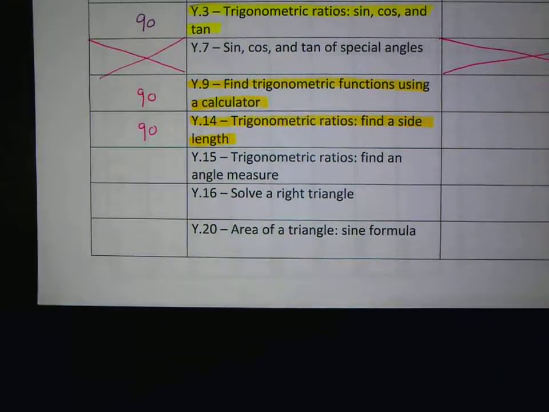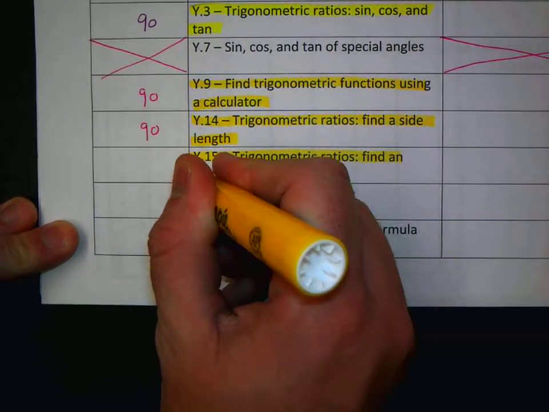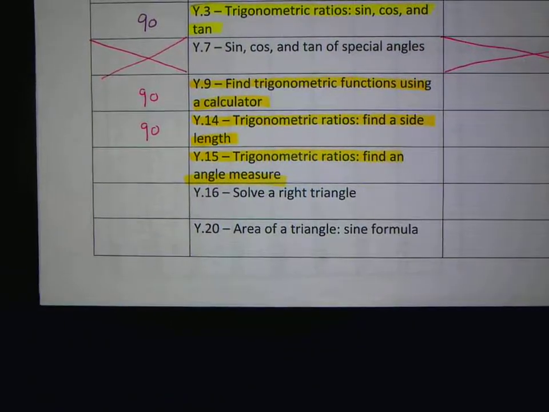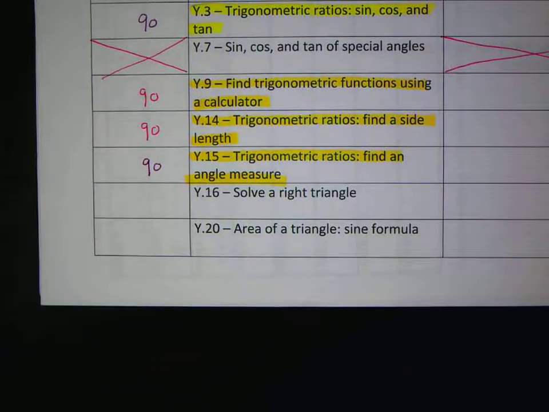Excel goes with what we learned today. Finding an angle measure using trig ratios, get that to a 90. And we're almost to the point of what do you do if it's not a right triangle? How do you solve? And that's a little more complex. So what do you do if it's a triangle that's not 90 degrees? And that's what we get to learn next week. Okay?